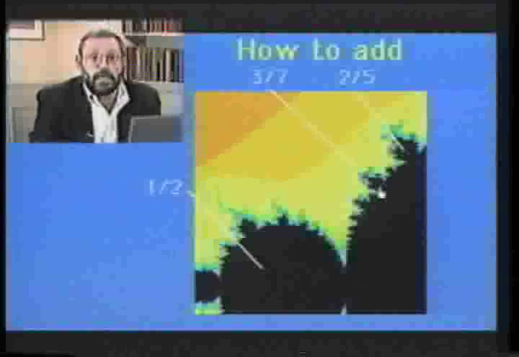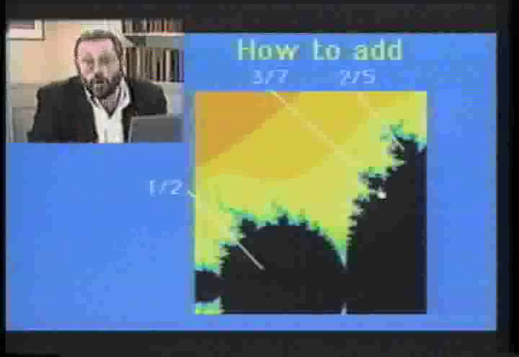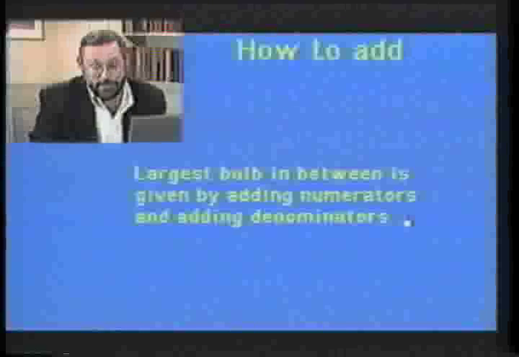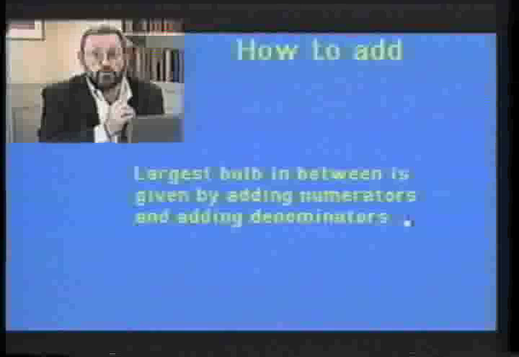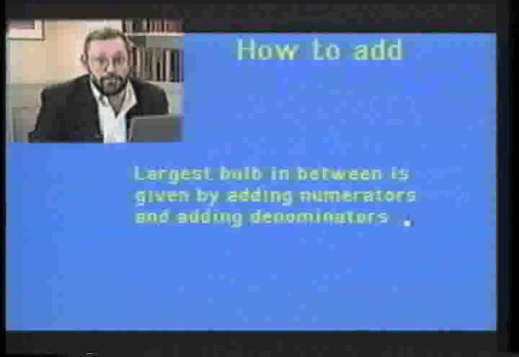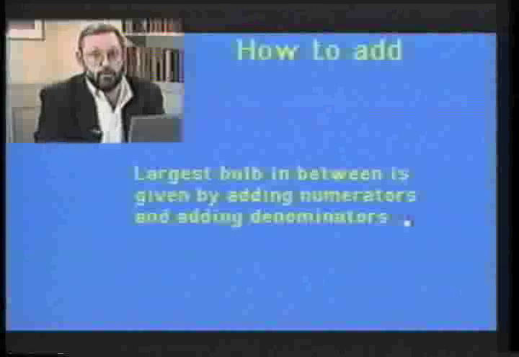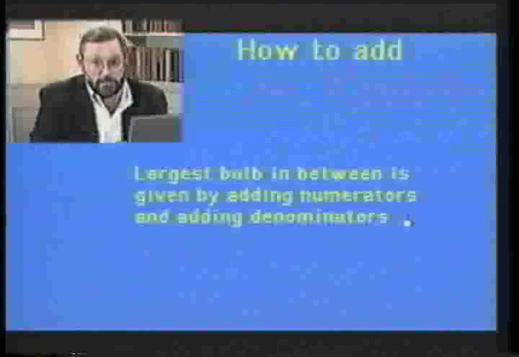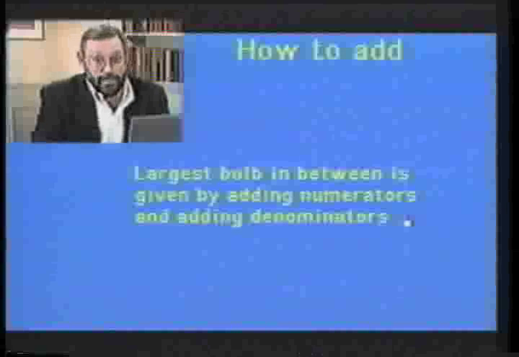What you do is you take the fractions and add them just the way you always wanted to add fractions. Namely, add the numerators and add the denominators. To obtain the largest bulb between two given bulbs, you add the numerators and add the denominators. It's amazing that this works. Now, I don't recommend you doing this kind of addition in any of your mathematics classes. Please don't say that this is the way Professor Devaney taught you to add fractions.